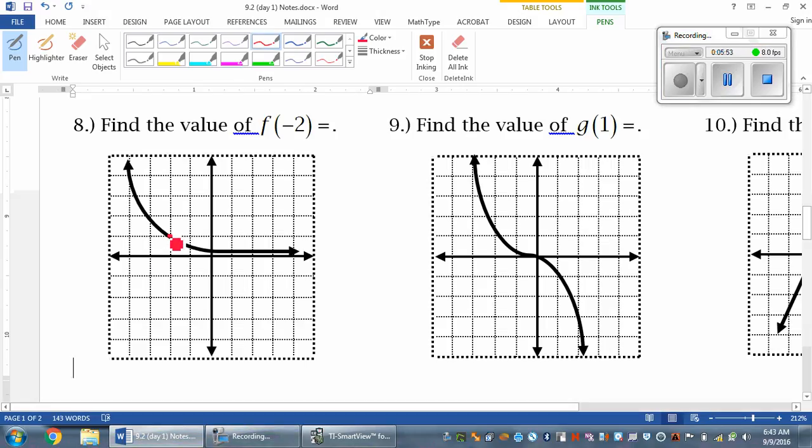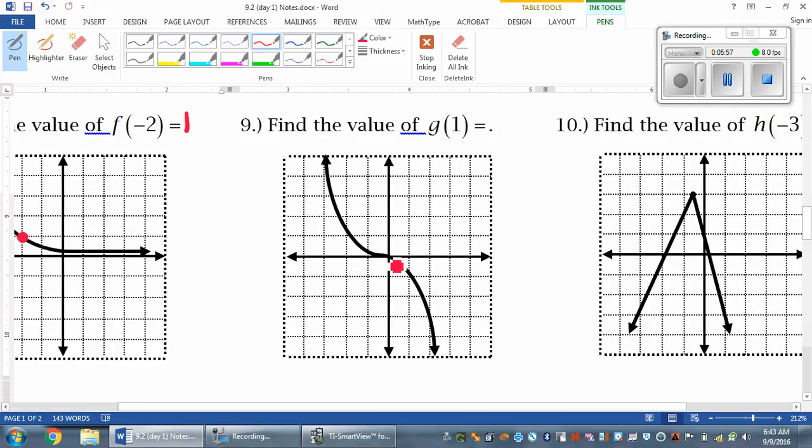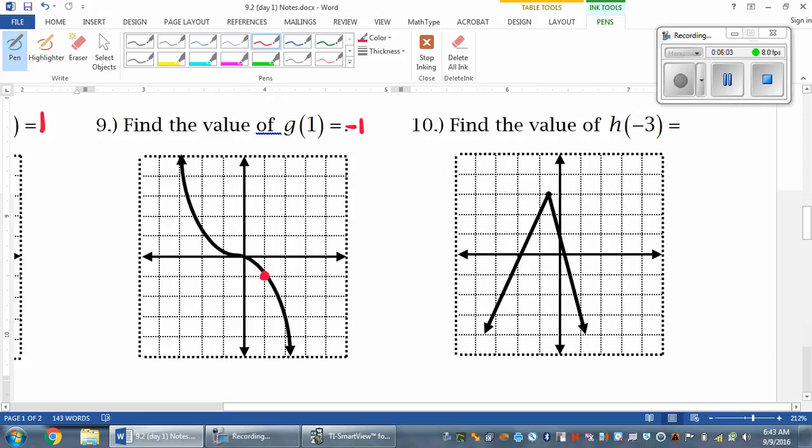f of negative 2 is equal to 1. g of 1 is equal to negative 1. And lastly, h of negative 3: I go 1, 2, 3. Since I'm going down, it's negative 3.